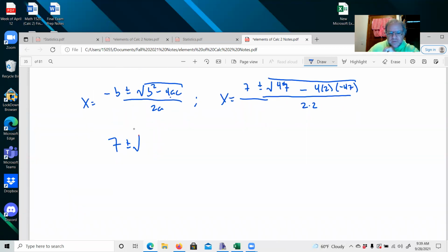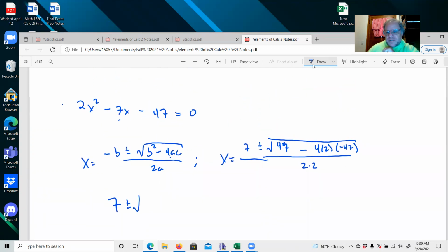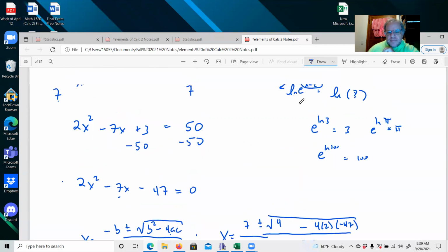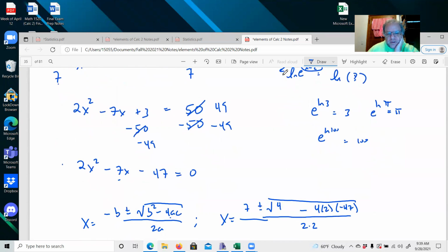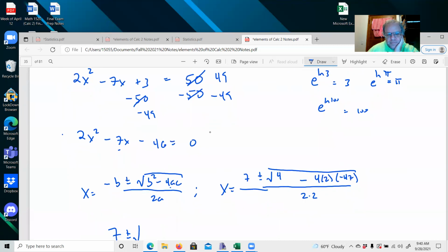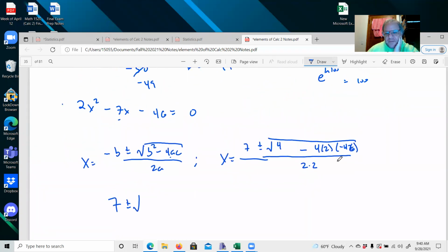So this is 7 plus or minus the square root. Oops, not 47, thank you. It's 49. 7 squared is 49. What did I do there? That's 49 minus 49 minus 49. A lot of you are looking at this like, what the heck happened? 3 minus 49 is 46. Sorry about that. Okay, there we go. 46. Since we're already in the thick of it, we're just going to keep going here.